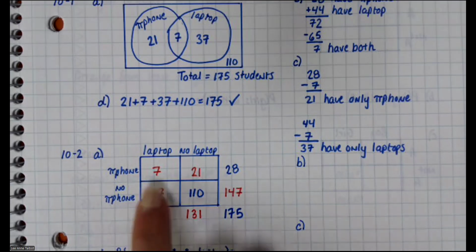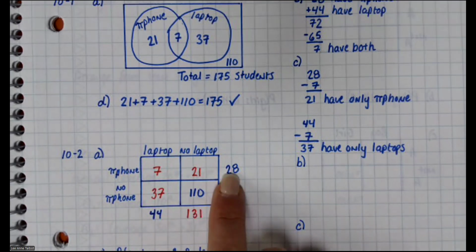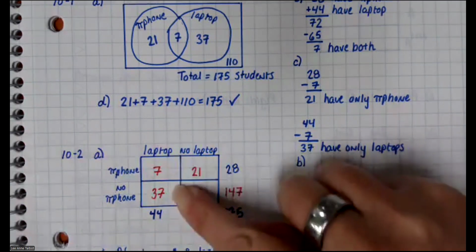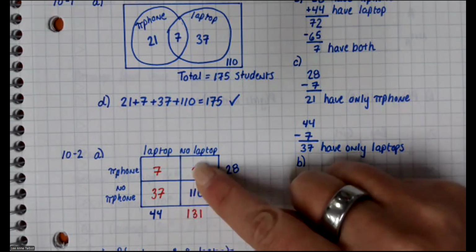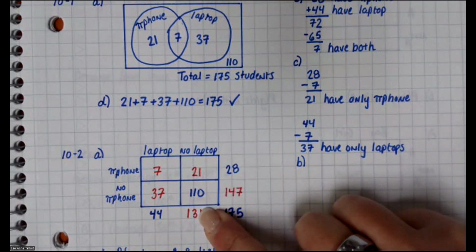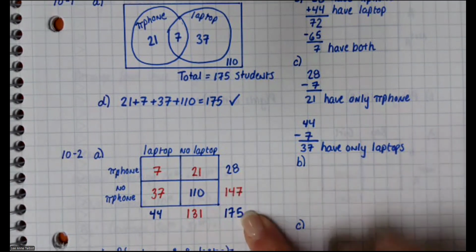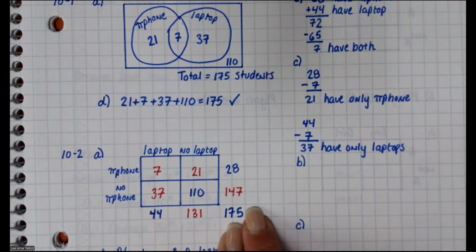Are you sure? Okay, so these two have to add to that. These two have to add to that. These two have to add to that. These two have to add to that. And that's how you can kind of check.